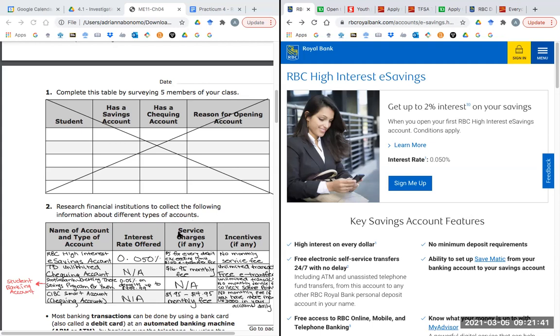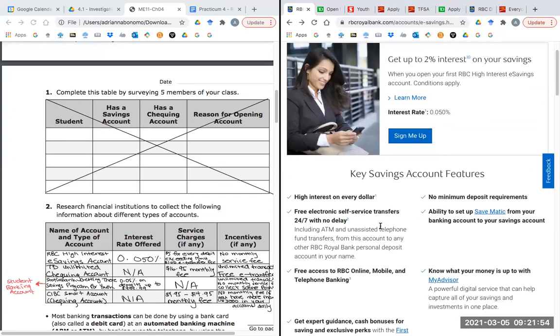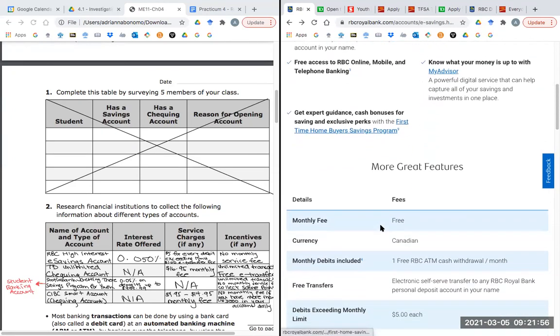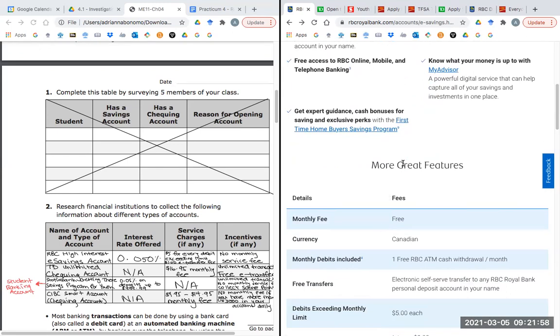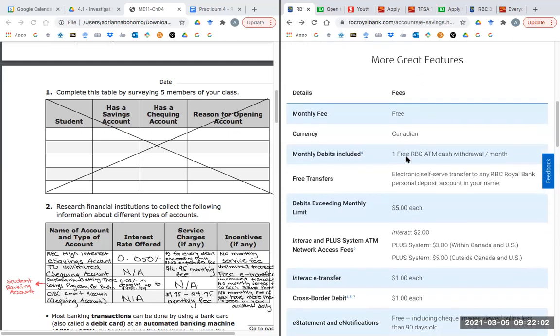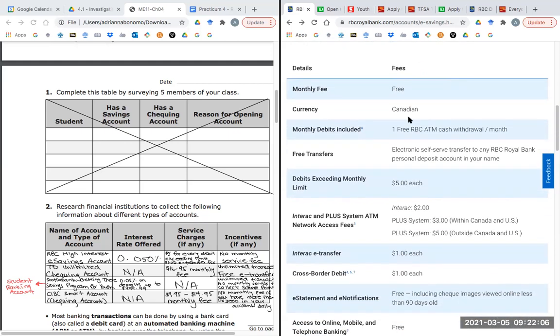Service charges are basically anything that the bank charges you for using that account. So those can include monthly fees, those can include transaction fees. For this particular account, if we scroll down here, make sure anytime you're looking at a bank account, you read through the whole information. So here there is no monthly fee, so great, no service charge there. Here, however, $5.